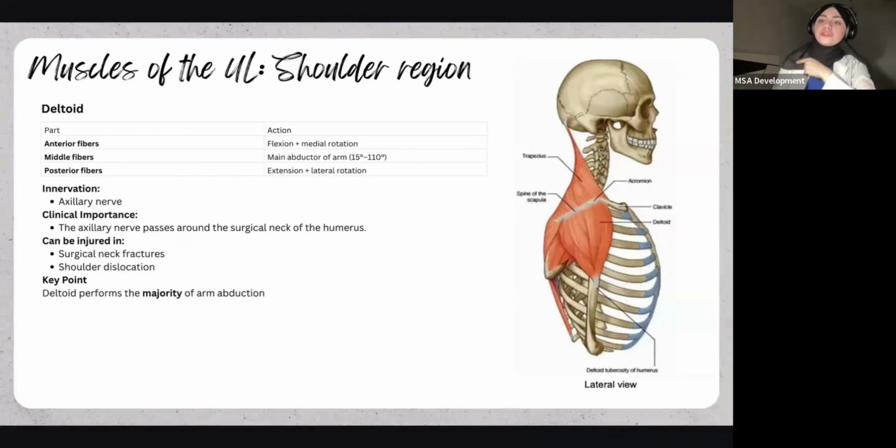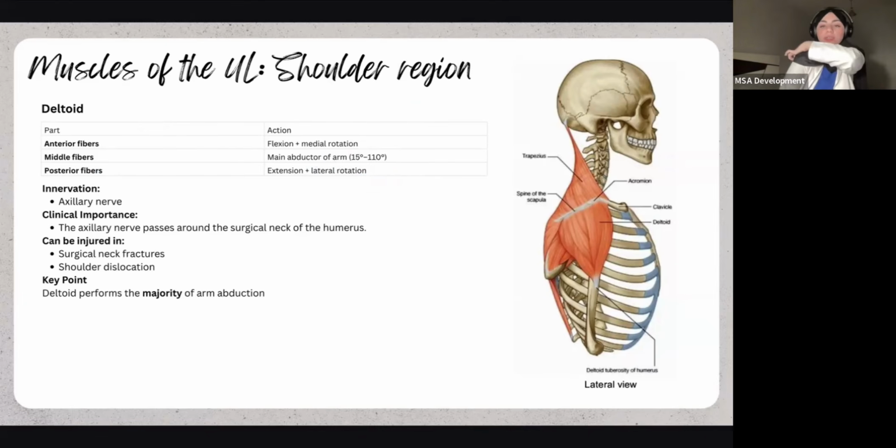The anterior part, which is going to be more towards the lateral clavicle, what does this mean? This means that it's going to cause slight flexion and medial rotation, right? So slight flexion and medial rotation. Now for the middle fibers, which are going to be directly right here, from contribution of both the lateral clavicle and the spine of the scapula, directly it's going to be doing the abduction movement. And specifically, I want you to keep in mind the degrees. Degrees are important to memorize.